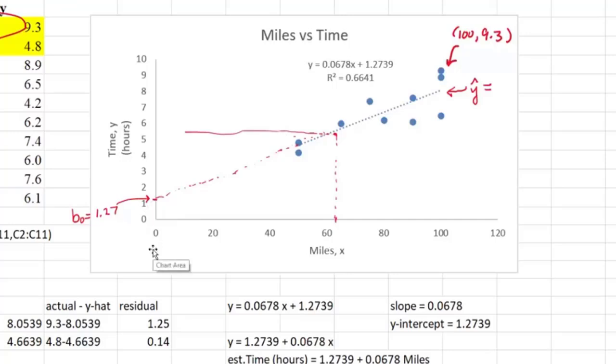But that's probably not a good interpretation, because if miles is equal to 0, what does it mean? Can you have a trip that has 0 miles? I don't think so. If you are not moving, then you're not delivering anything, so there is no driving trip. It doesn't make sense to say that with 0 miles we expect it to take 1.27 hours. So you have to be careful when you interpret this.